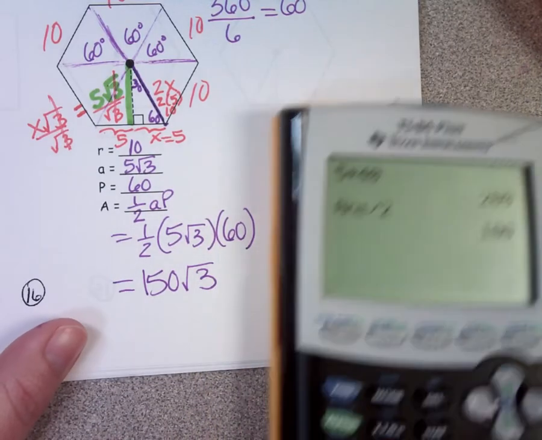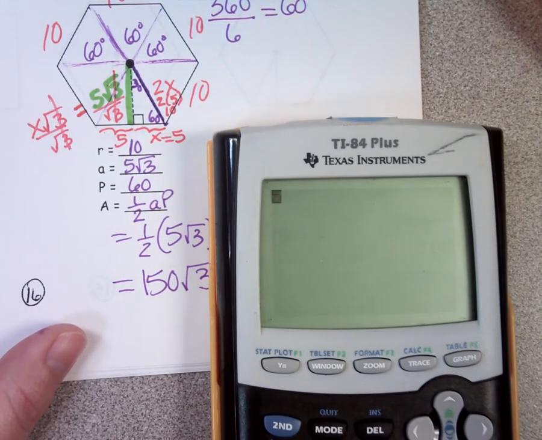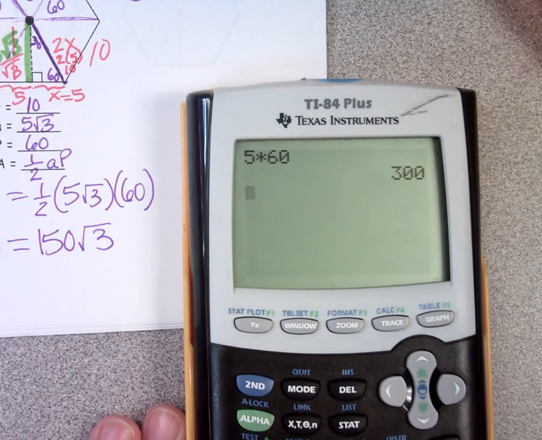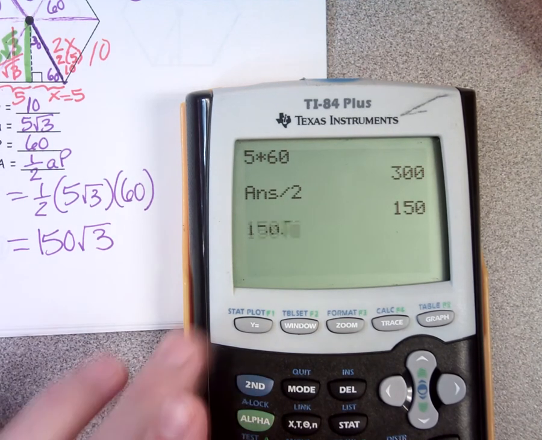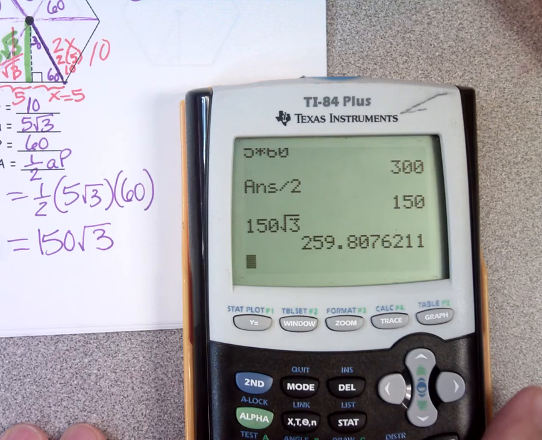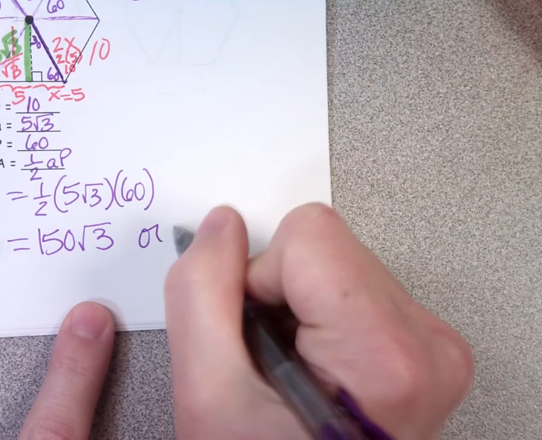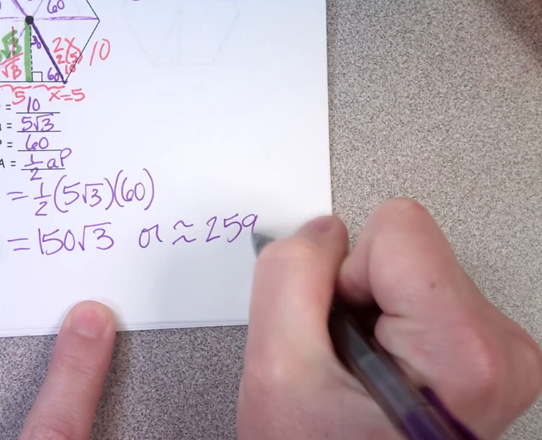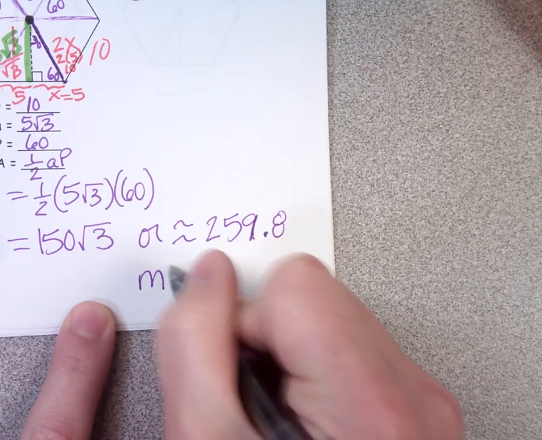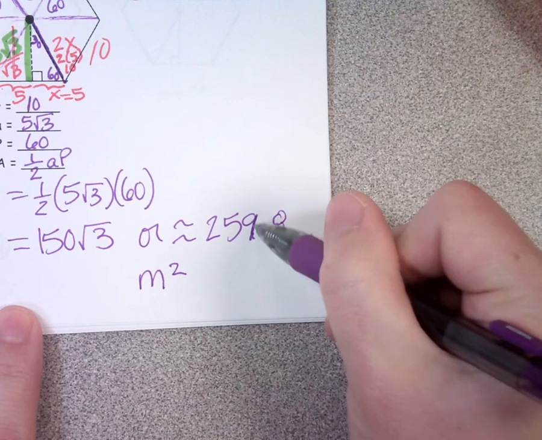If I were to use my calculator, without putting the square root of 3 in there, I could take 5 times 60, divide by 2, and then tack on the square root of 3. If I wanted to know what it was as a decimal, I could put 150 square root of 3 in the calculator, and you get about 259.8. So I'm going to say approximately 259.8, just to throw that decimal in there. And this was in meters, and its area, so in meters squared.